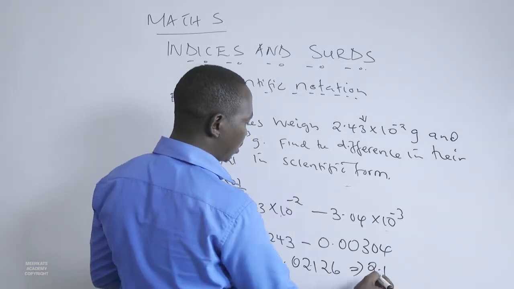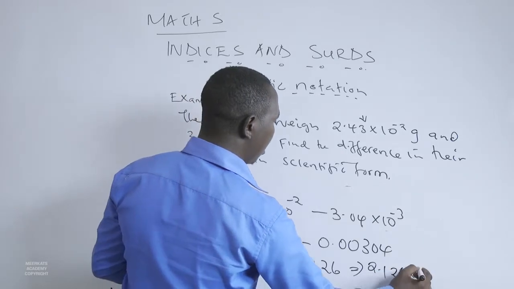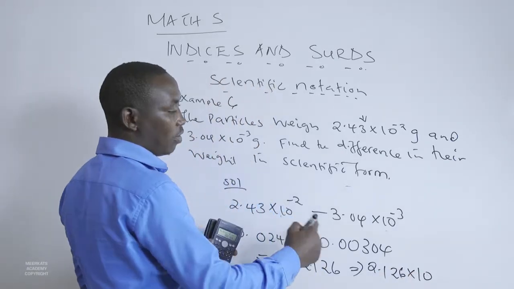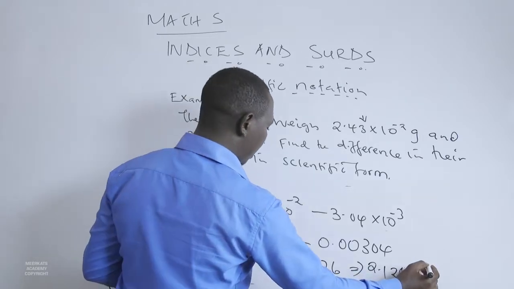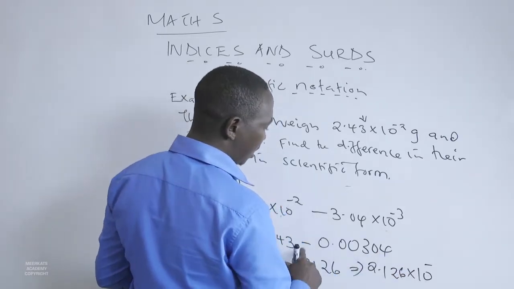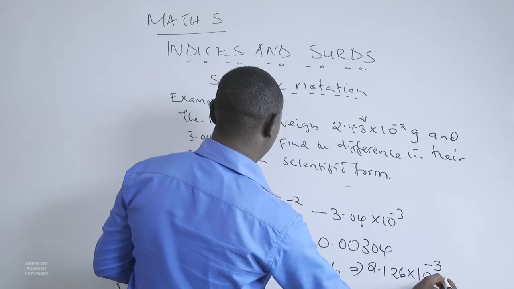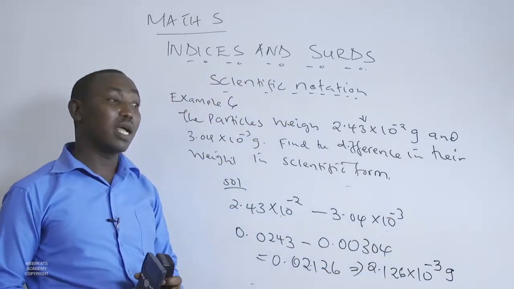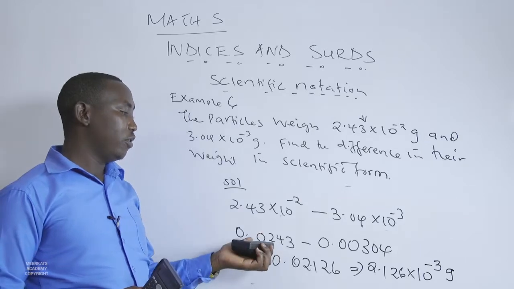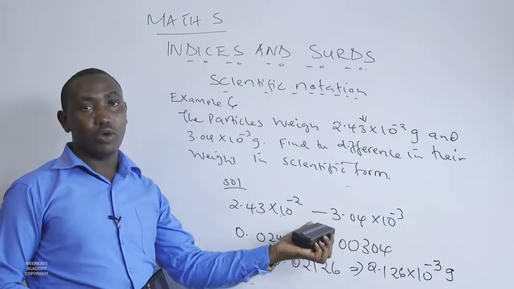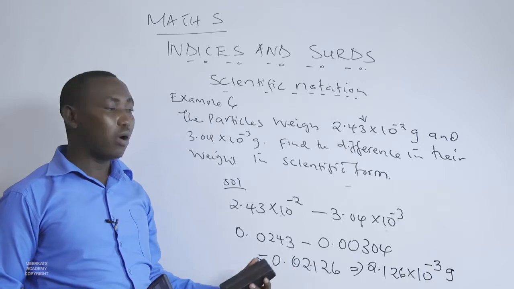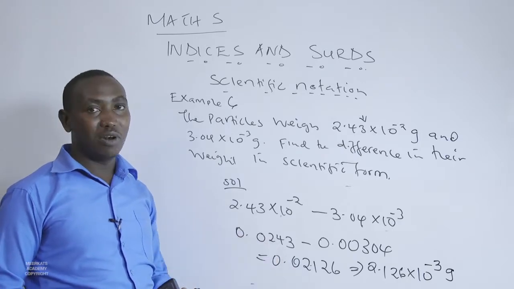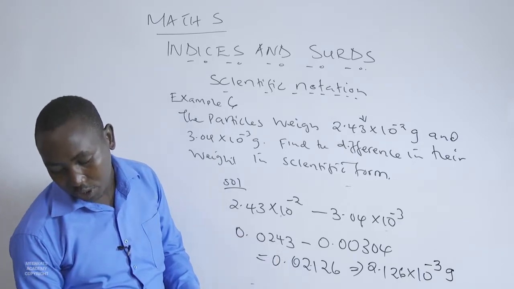So this will be 2.126 multiplied by 10, and because it's a small number, this will be raised to negative 3. And the measurements were in grams. So we have said you first rewrite those numbers in their natural or decimal form before you proceed.